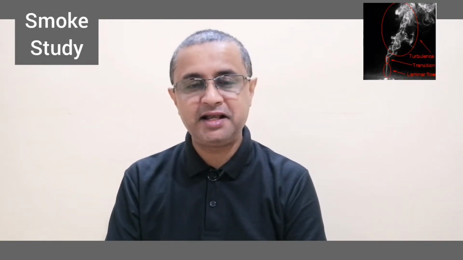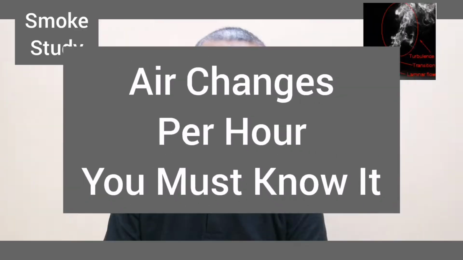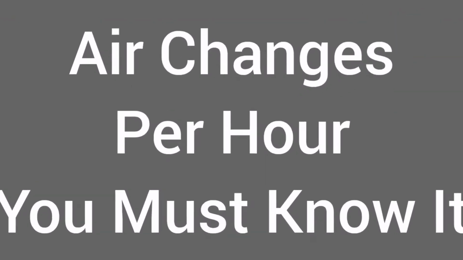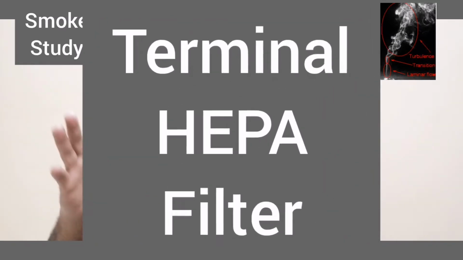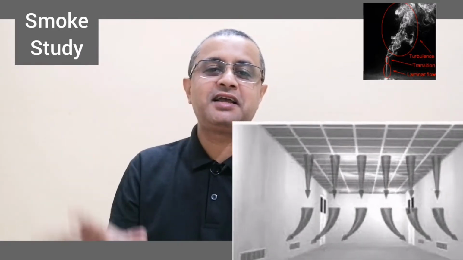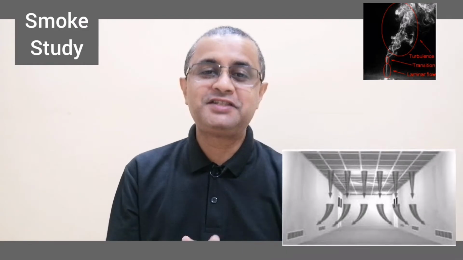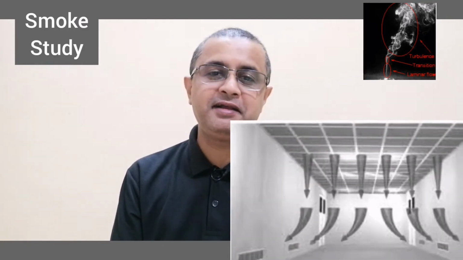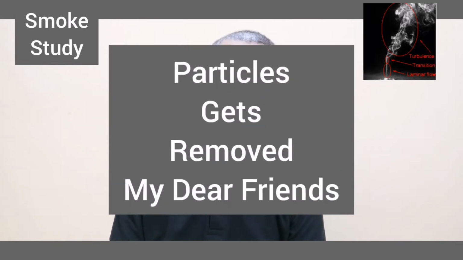As we know, in clean room operation, to maintain the area classification, we have to maintain the air changes, and that is maintained by supplying fresh air from the terminal HEPA filter, and that air is taken away by the return riser. This air change cycle goes on, which ensures that whatever particles are generated in the clean room during the operations are swept away to maintain the required area cleanliness classification. So this is one part.